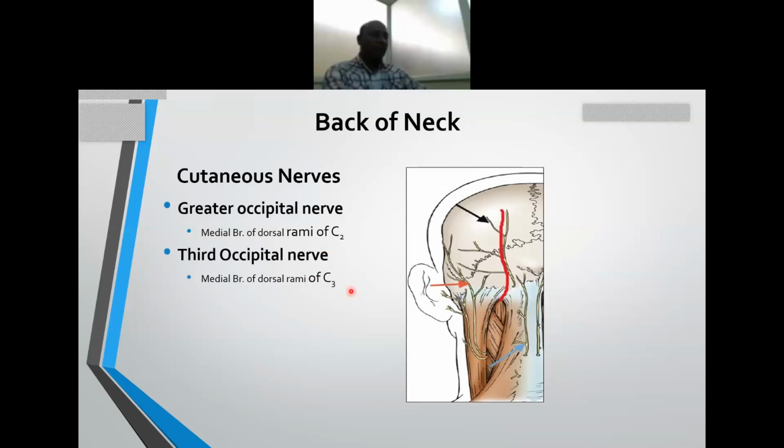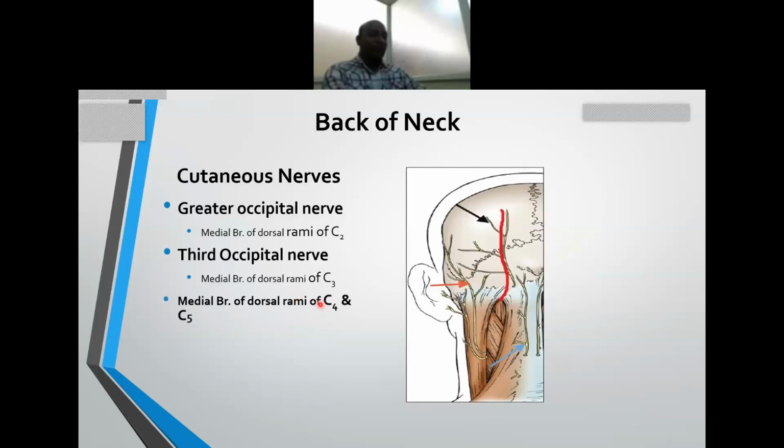Then the third occipital nerve is from the dorsal ramus of C3. Greater occipital is from the dorsal ramus of C2. Dorsal ramus of C3 is third occipital. And the lesser occipital is from the ventral ramus of C2.